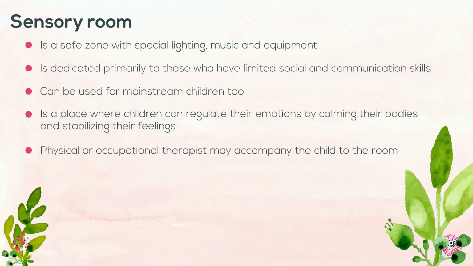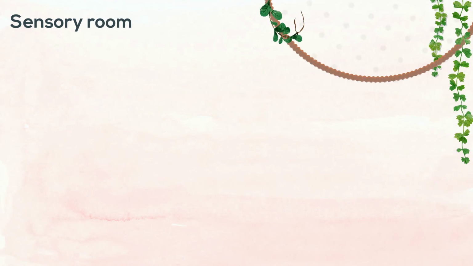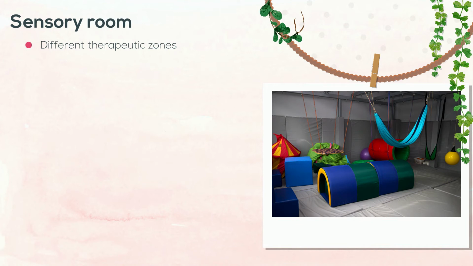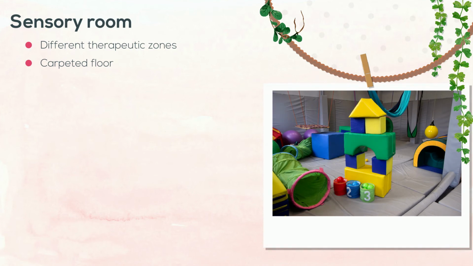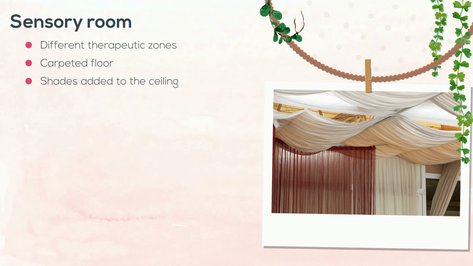If a physical or occupational therapist is employed by the school, they may accompany the child to the room and/or provide recommendations. So how does this sensory room work? The space has different therapeutic zones to promote positive reinforcement in behavior and cater for the various needs of the children. A few examples include: the room should be carpeted to reduce external sound. Shades can be added to the ceiling to soften the lighting.